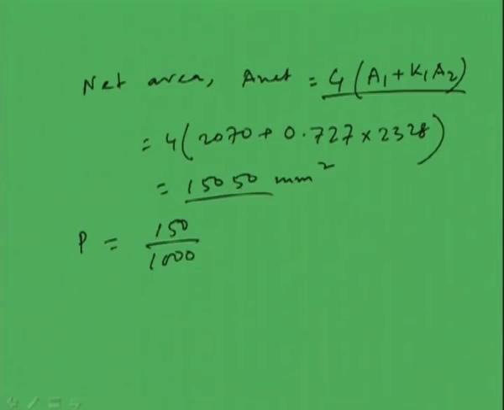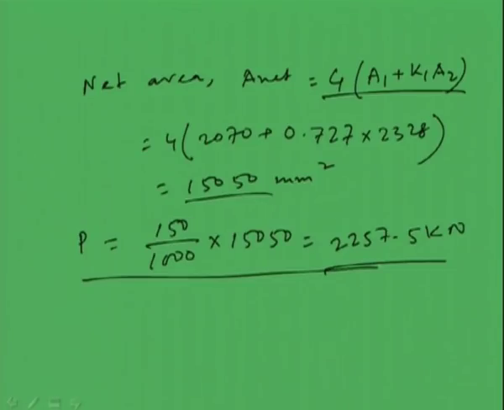So to make it in kilonewton, I am dividing by 1000, 150 into 15050. So this will be the force: 2257.5 kilonewton. This is the permissible tensile force which we are going to get in case no tack rivet is used. In case no tack rivet is used, we are going to get the permissible load as 2257.5 kilonewton. Next we will go to the case where tack rivet is done along A and B.